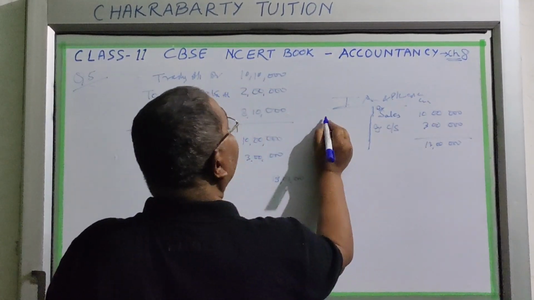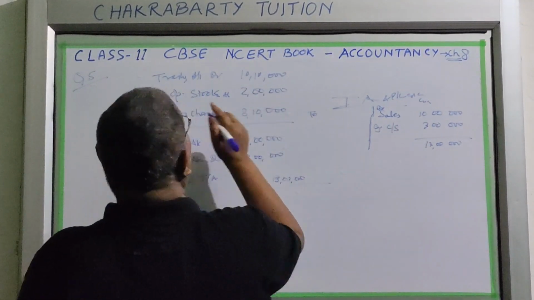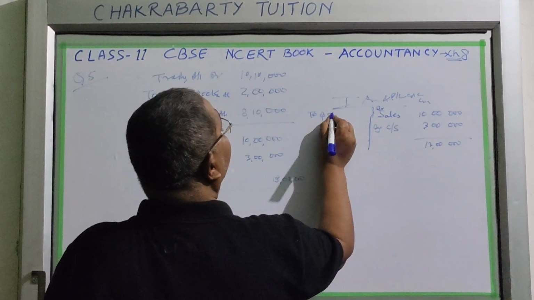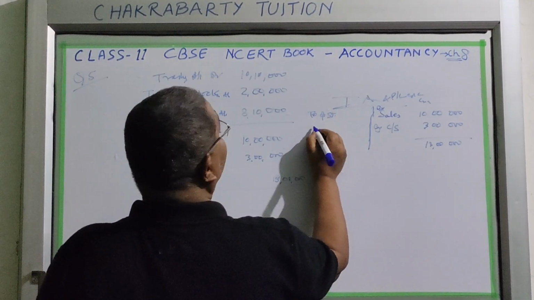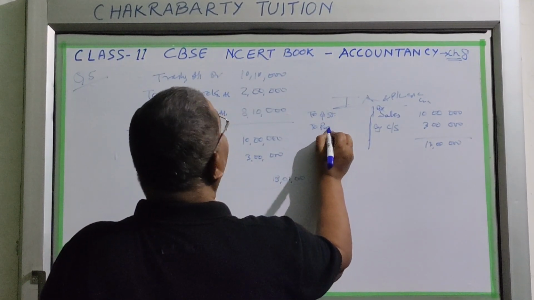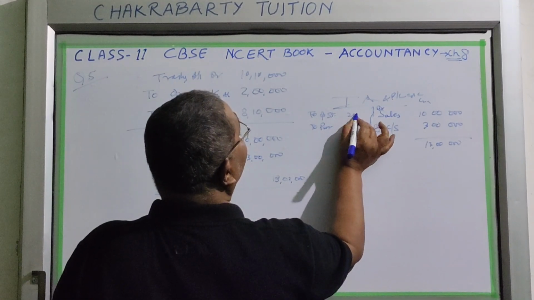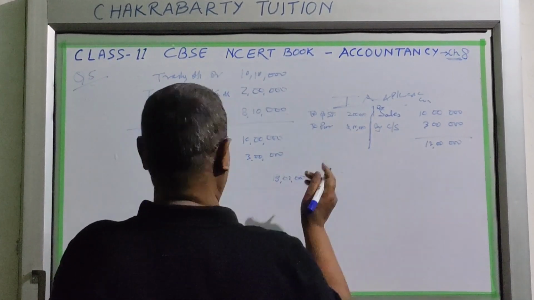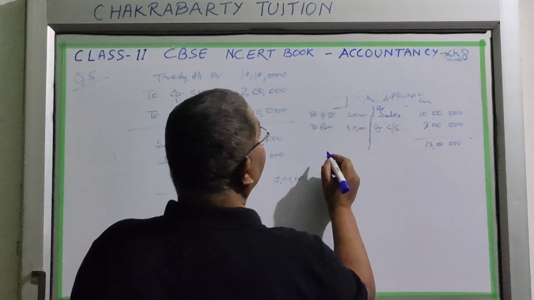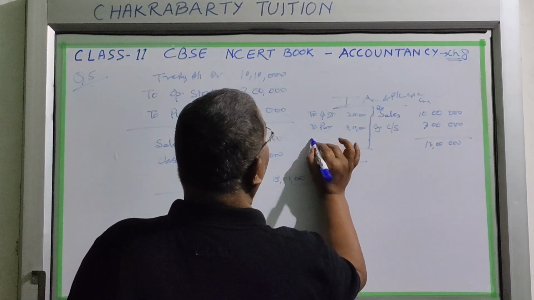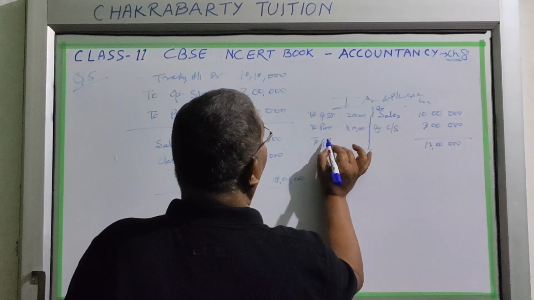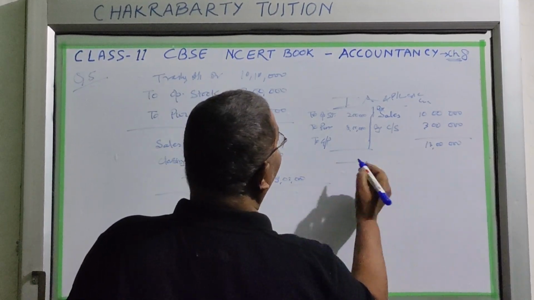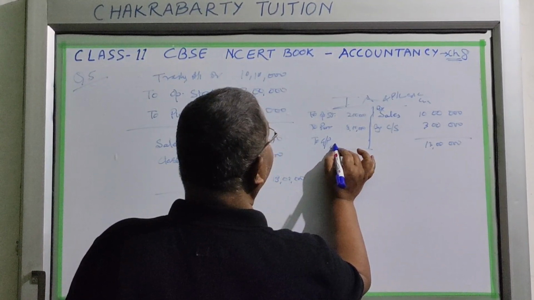And here to opening stock and to purchase. So it is 2 lakhs, 8 lakhs, 10 lakhs. No other items are there. So we will make a total. To gross profit, to gross profit transfer, carried down.